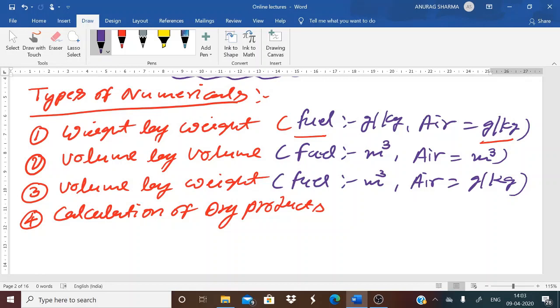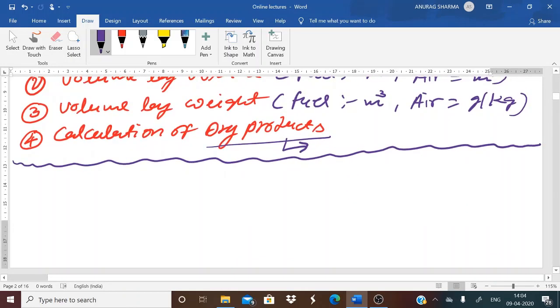And next is calculation of dry products. We know that after complete combustion there are many products. So we will calculate all the products during the numerical, but we will not calculate H2O because here we only calculate dry products. Okay, now we will take examples one by one.